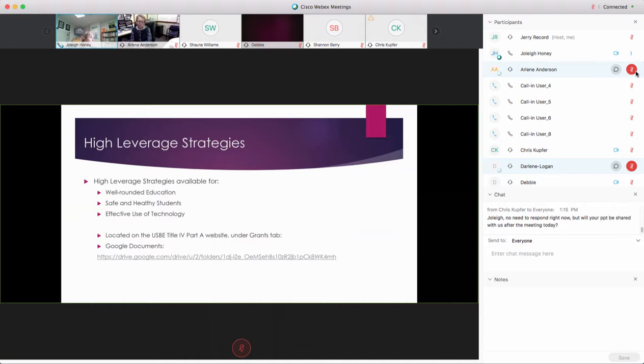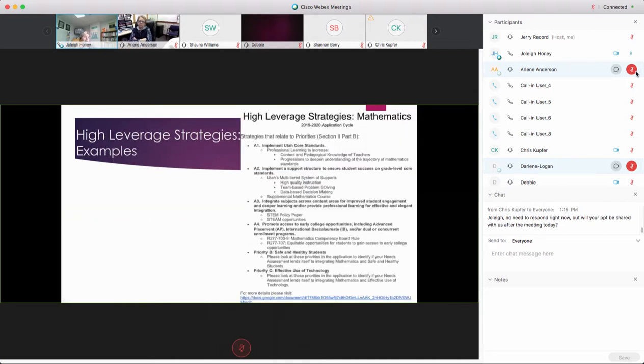And the high leverage strategies is something that is new this year. We wanted to create those for well-rounded education, safe and healthy students, and also effective use of technology. These documents are currently available underneath the Title IV Part A websites. And then here's the Google Docs. In just a moment I'm going to continue sharing my screen, but changing it from the PowerPoint to what you would see on the website so that you have access to that. But also here on the webinar, we'll show you where you can access the Google documents and give some examples of that.